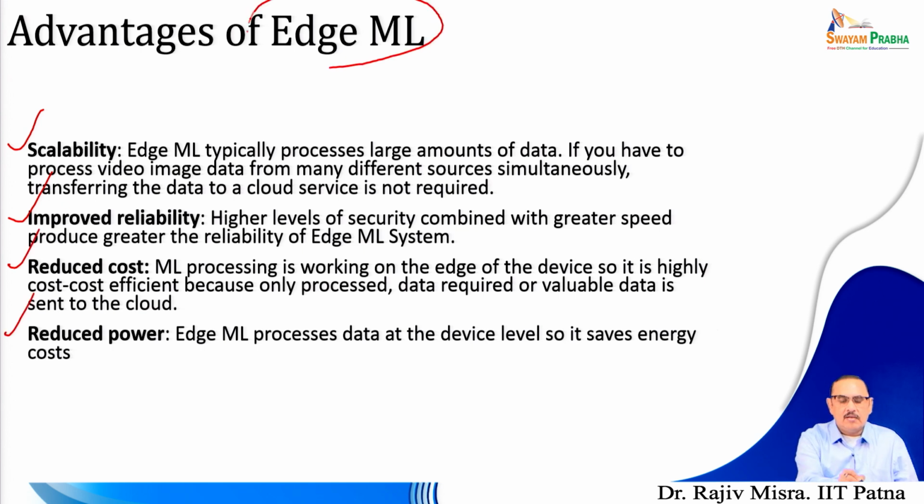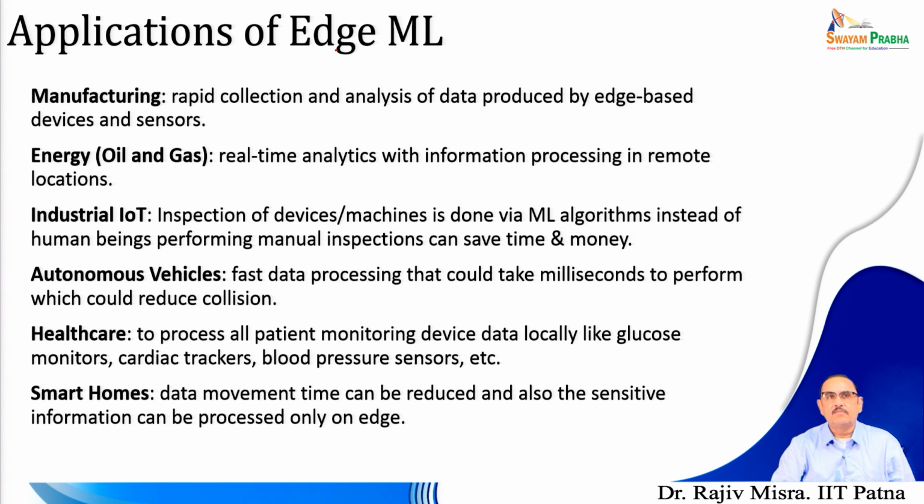Therefore, performing machine learning at the edge has a lot of advantages that we have so far seen. Applications of performing machine learning at the edge are in manufacturing, the energy sector, that is oil and gas, industrial internet of things, autonomous vehicles, healthcare, and smart homes.